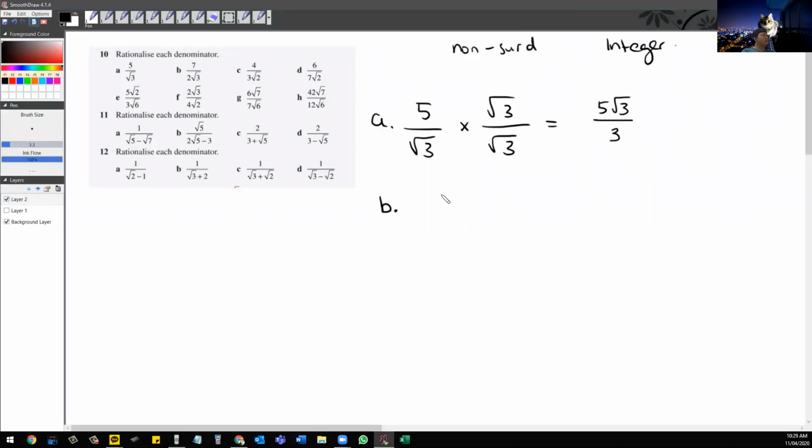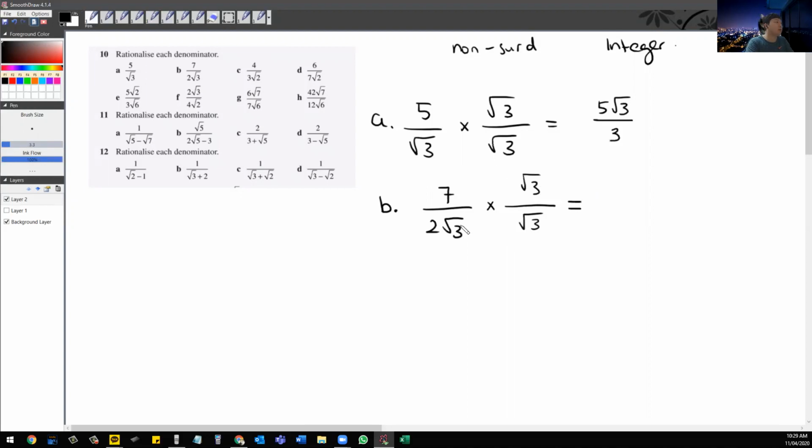If you look at B, that's 7 over 2√3. So I'm going to ask you this question: shall we multiply by √3 over √3, or shall we multiply by 2√3 over 2√3? Any opinion? I have no idea. Well, the answer is it doesn't matter. But I think it's easier to do just that.